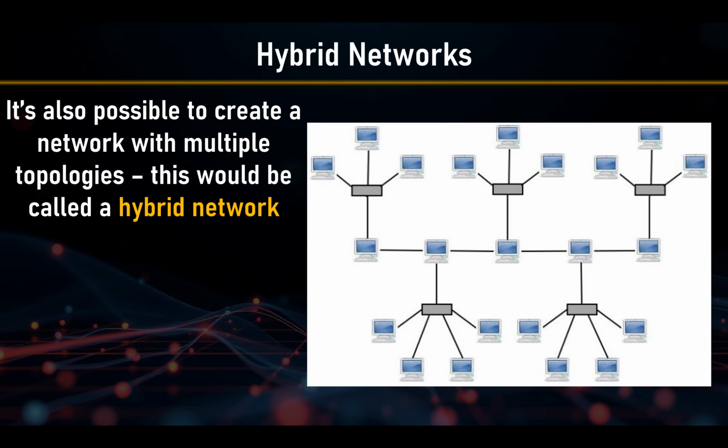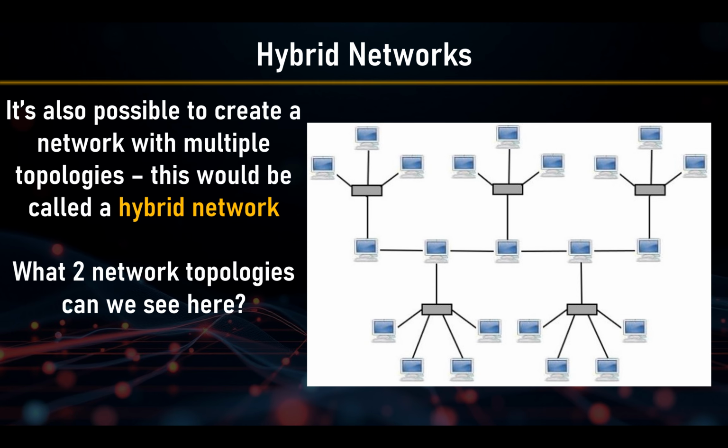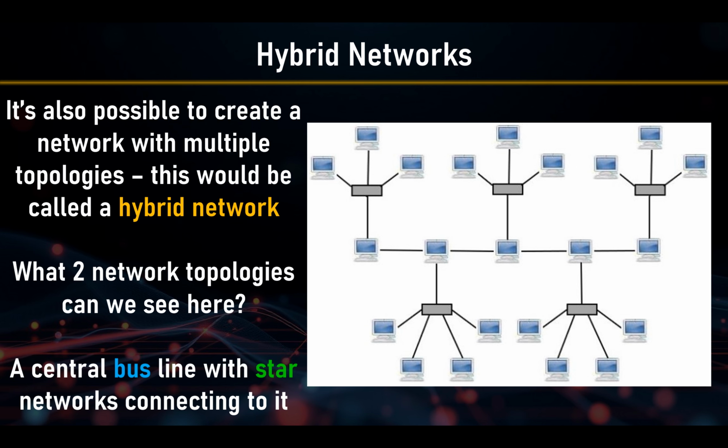So finally then, hybrid networks. I guess we can just create a network with multiple topologies. This will be a hybrid network. And hopefully we can see this. Actually, this is not really the best diagram, because we've got the central bus line, then we would probably want to draw the devices coming off it like that. But hopefully you can still see how this is a bus line, with star networks coming off of it, like here, for example.